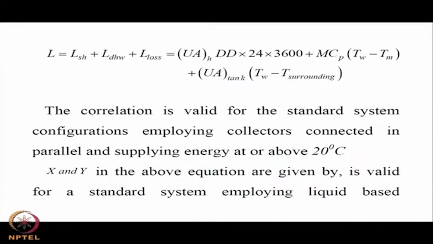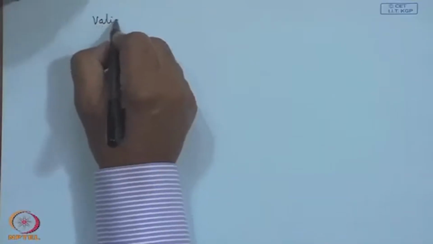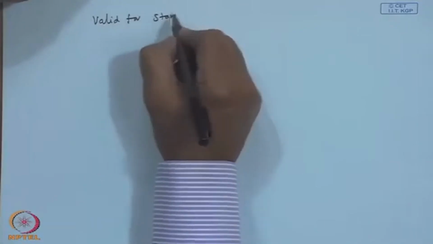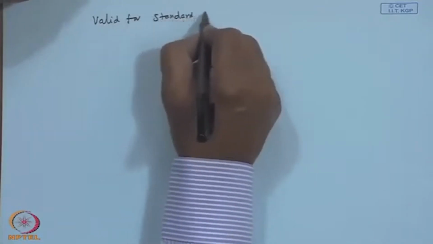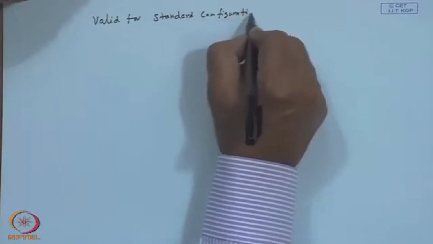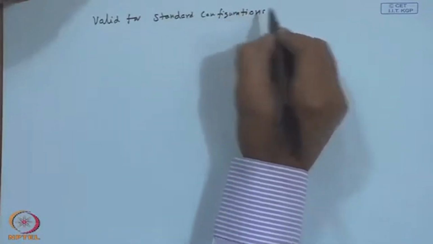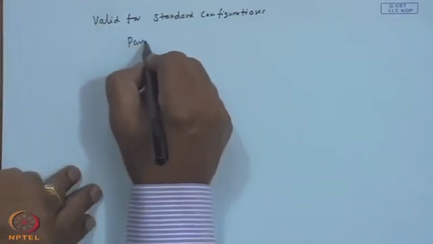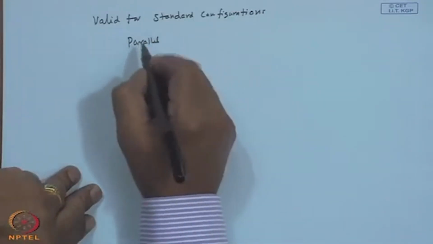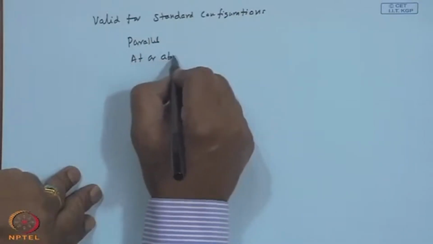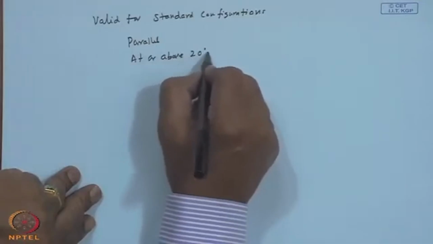Once again, the correlation is valid for standard configurations, like the 4-5 pictures I have shown schematically, and all the collectors are in parallel. Then energy delivery is at or above 20 degrees C.